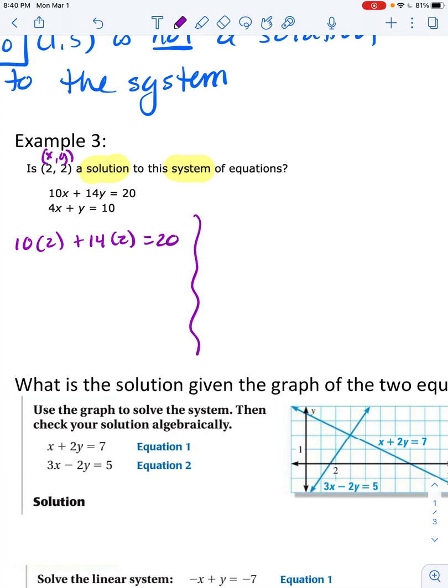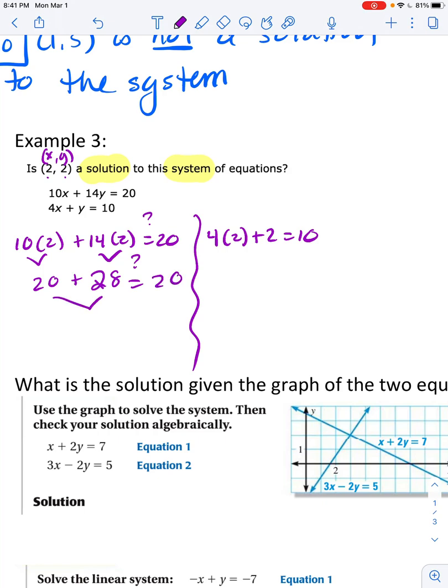So I'm going to check that equation, and I'm going to check the bottom equation, and I'm putting in a 2 for x and a 2 for y. Then I'm just going to show my steps. This is going to be 20 plus 2 times 14 will be 28. And I'm checking to see, does it equal 20? So these will add up to be 48, which does not equal 20. So I can already answer no.